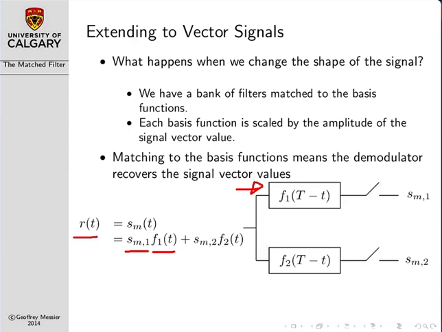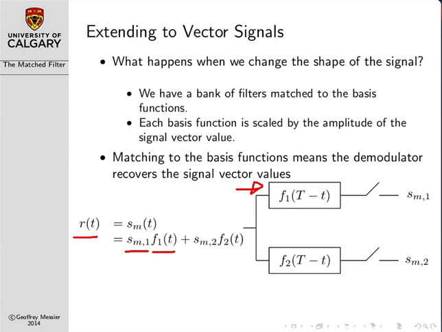So you can show that you maximize signal to noise ratio for each of the signal vector values, and because those signal vector values span or define the received signal across the basis function space, then we basically maximize signal to noise ratio for the overall signal. And so this still maximizes signal to noise ratio.